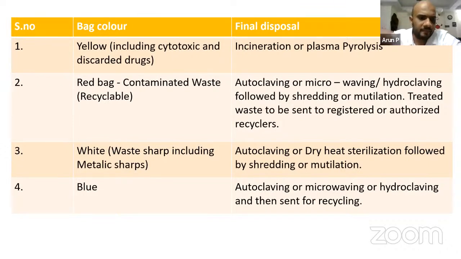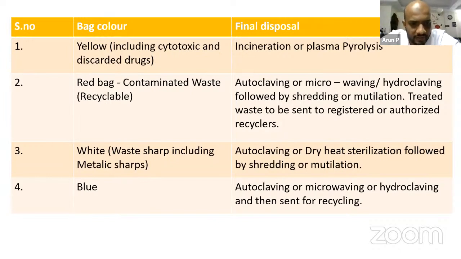Then you have red bag, which is recyclable waste or contaminated waste. The bag will be disposed of by autoclaving. You know what is autoclaving? You would have read in microbiology. Or microwaving, or hydroclaving. After that, it will be shredded and mutilated. That treated waste will be sent to registered or authorized recyclers and it will be recycled. So that is why the recyclable waste will go into the red bag.